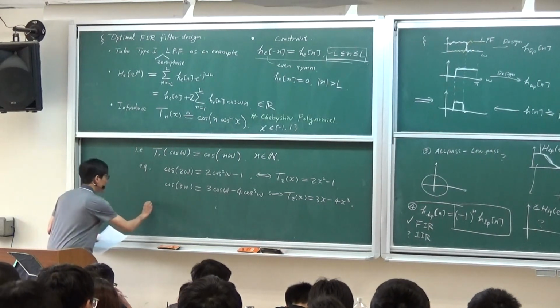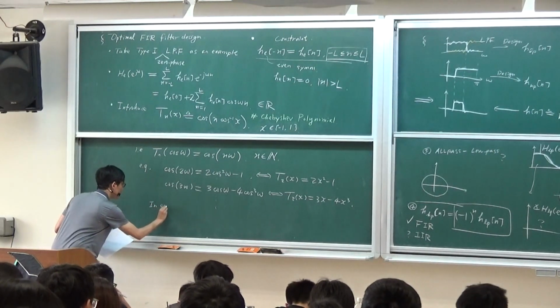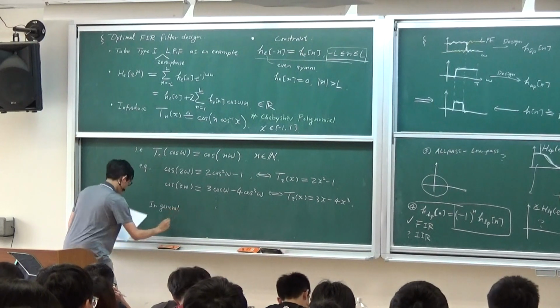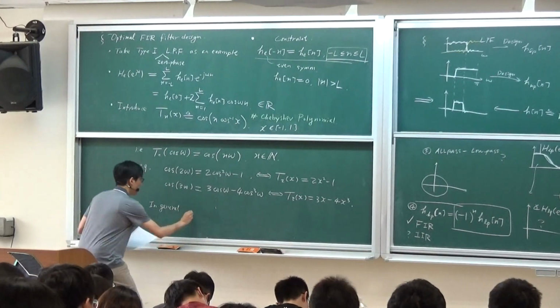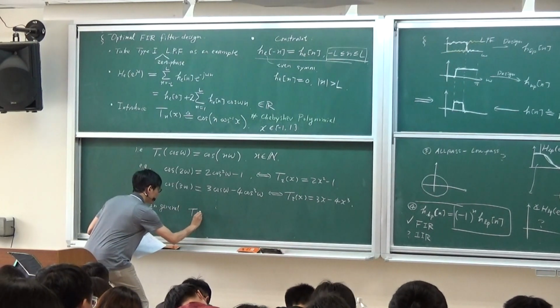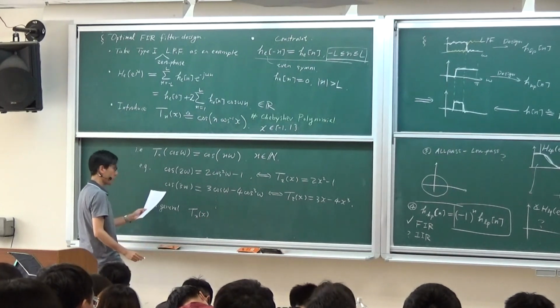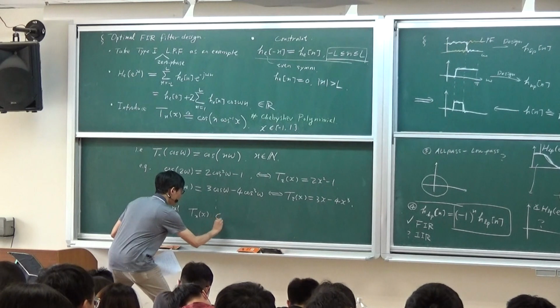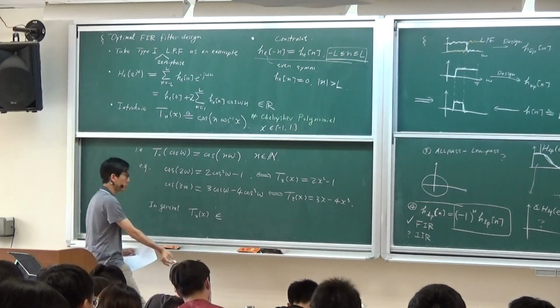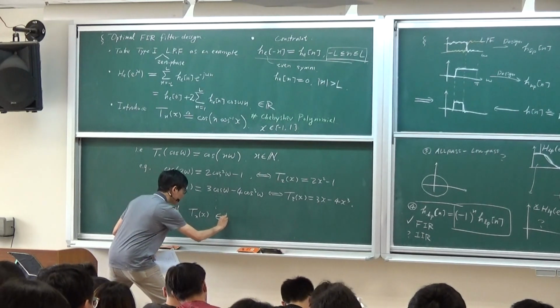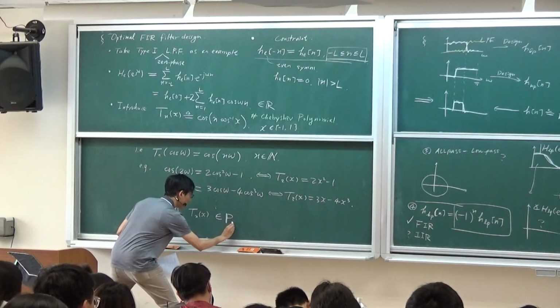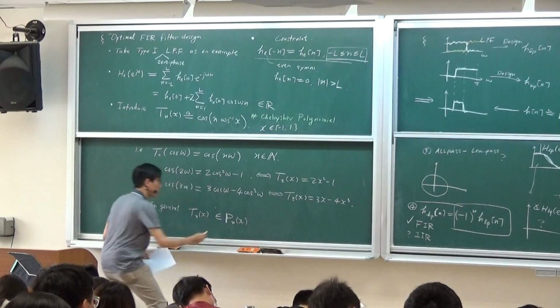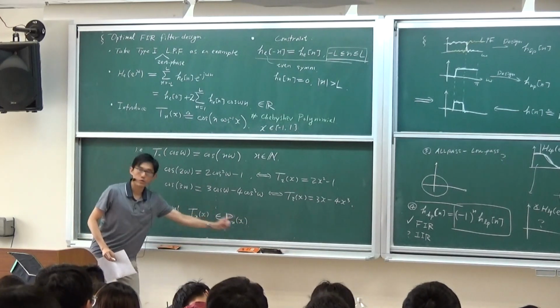So in general, Tn of x would be an nth order polynomial. If you borrow notation from linear algebra, Tn of x is an nth order polynomial of x. Okay, nth order polynomial of x.